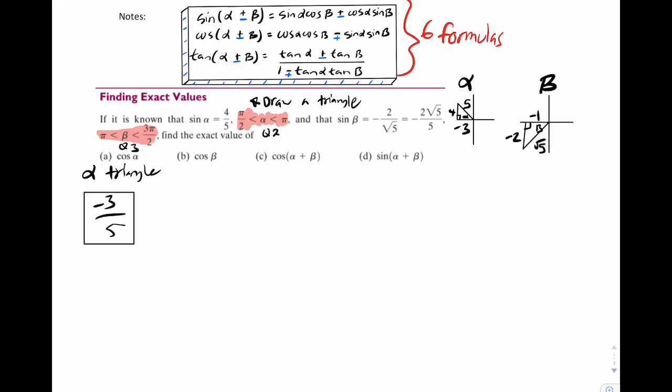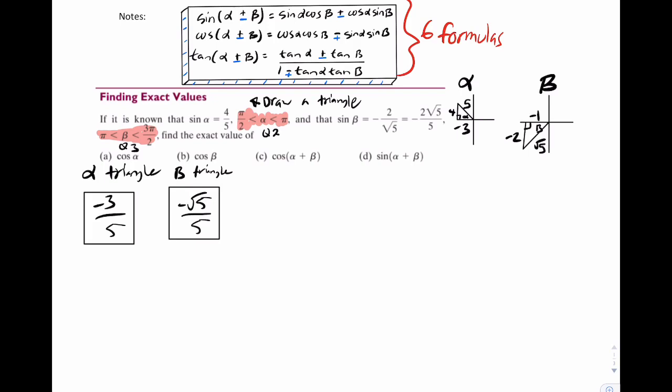Next one, cosine beta. That means look at your beta triangle. We want cosine, that's a over h. So that's -1 over root 5, or -√5 over 5. So yeah, nothing really new there. That's pretty easy. Now here's where it gets a little more complicated.